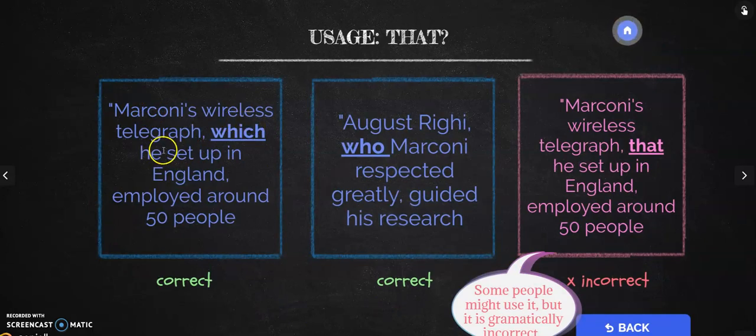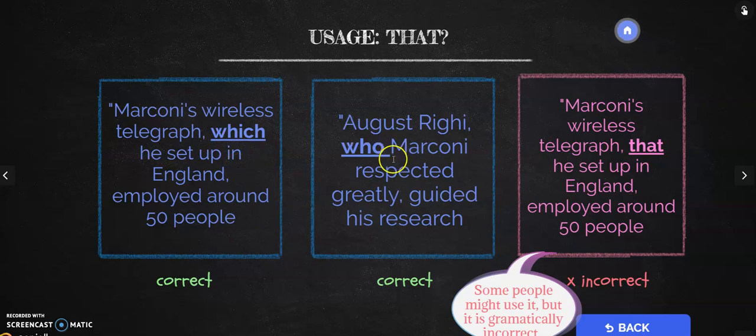Marconi's wireless telegraph, which he set up in England, employed around 50 people. Now, in this particular case, I'm including a relative clause because I want to add this extra piece of information about the wireless telegraph, which he set up in England. But if I drop the entire relative clause, only the main clause would make total sense. Marconi's wireless telegraph employed around 50 people. So this is just extra information.